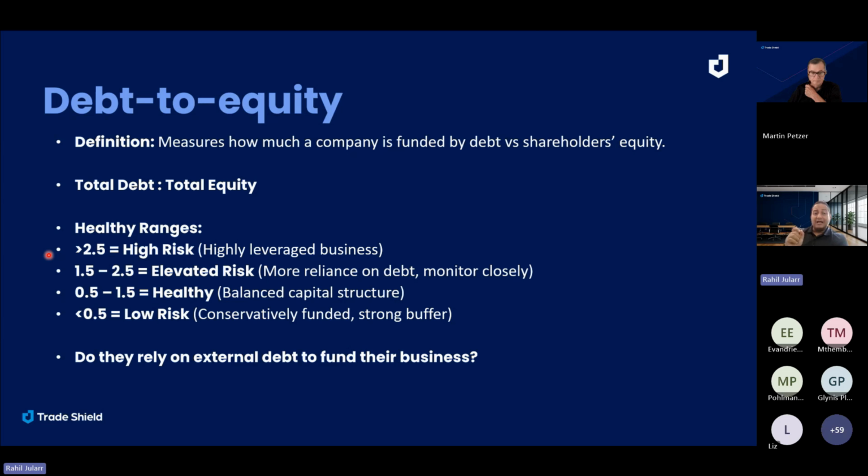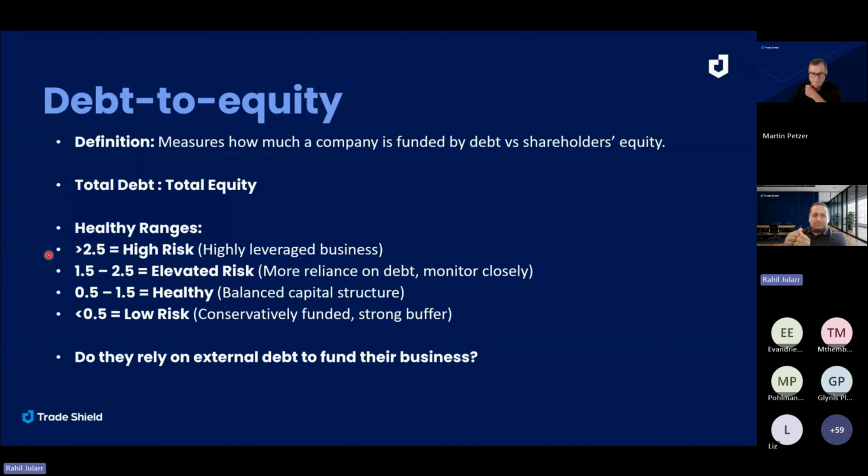It means for every 1 rand of funding that's already been made available by the shareholders or by its own profits, they rely on 2.50 rand as external funding, i.e. from banks, from overdraft, from you, as in you supplying them stock on trade credit. And so that's a highly geared business, and that's a high risk.